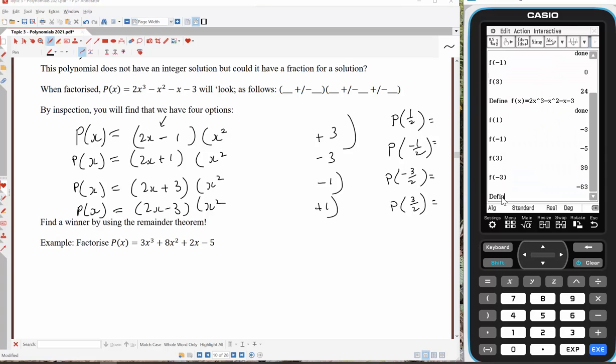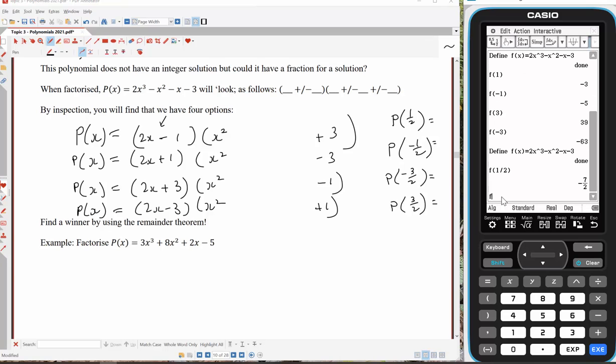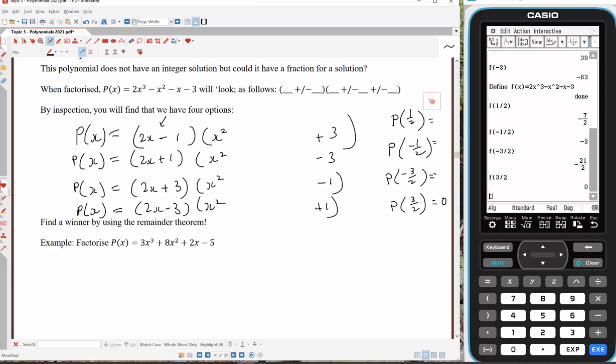So I'm going to define a function, f of x equals 2x cubed, take away x squared, take away x, take 3. And I'm going to do f of 1/2, f of -1/2, f of -3 on 2, and f of 3 on 2. Whoa, way to leave it to the last minute. Okay, so p of 3 on 2 does equal 0. All of these don't equal 0.